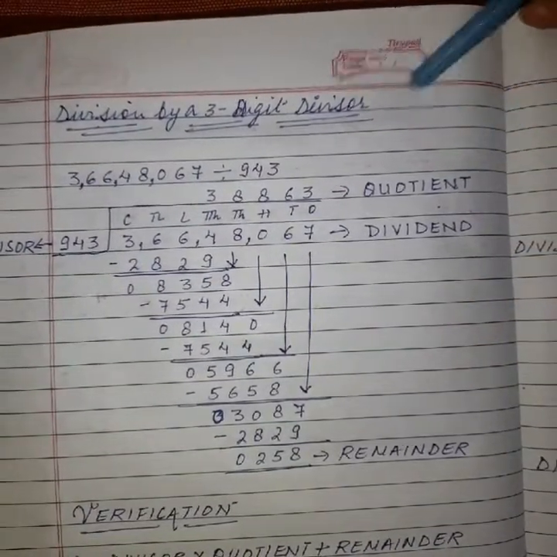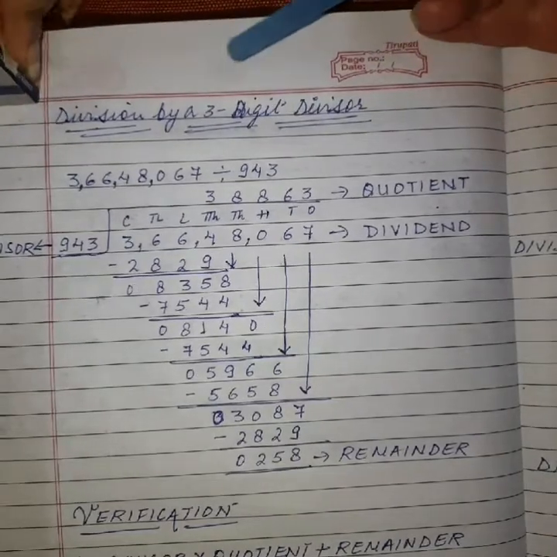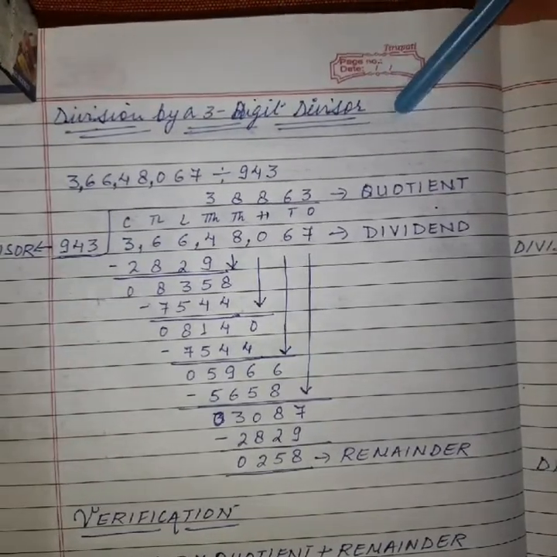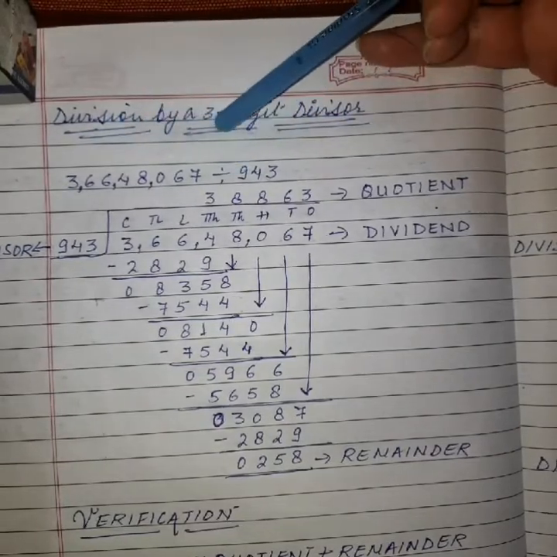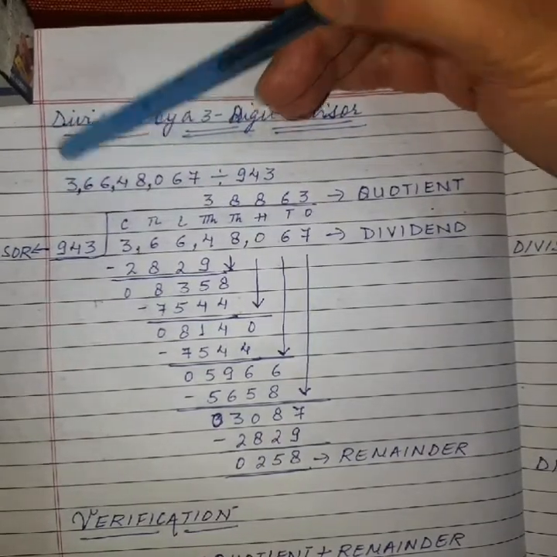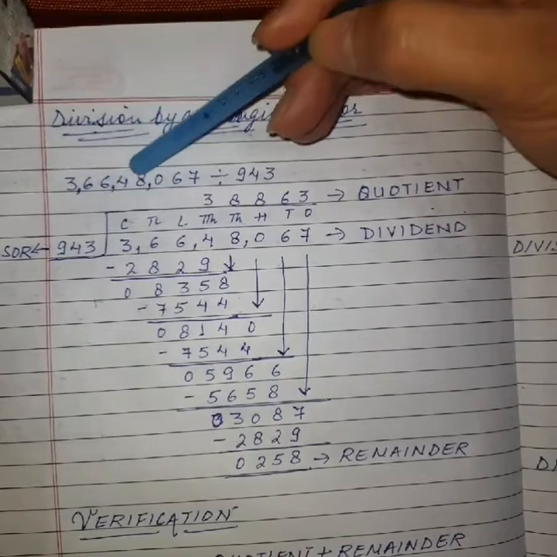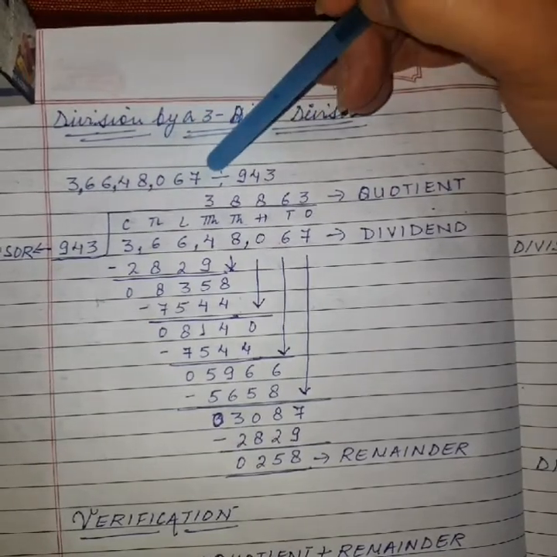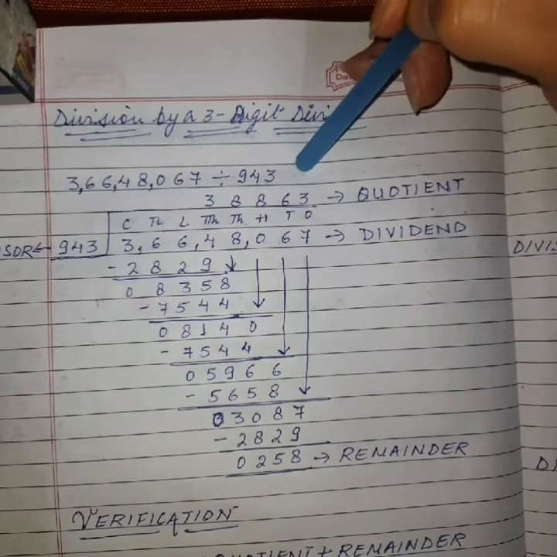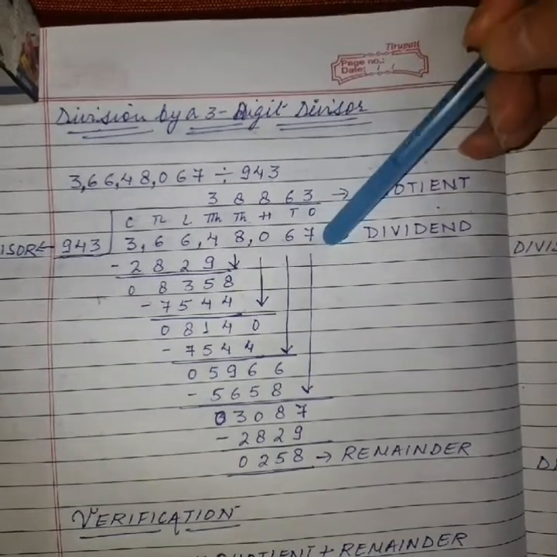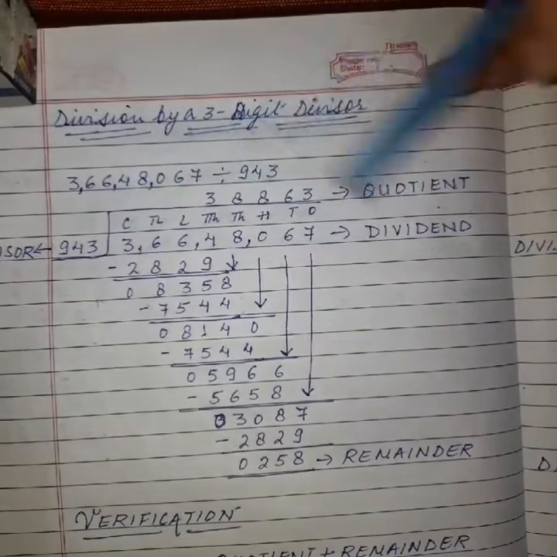It's the same as we have done with a 2-digit divisor. Now here we have to divide 3,66,48,067 by 943. Alright. Now we'll see how many times it will go.